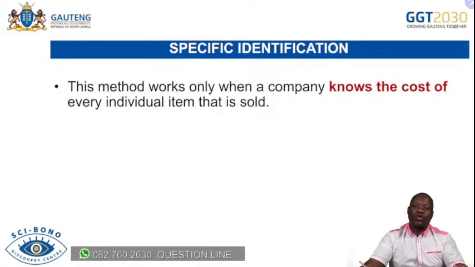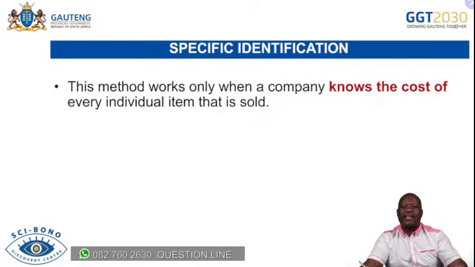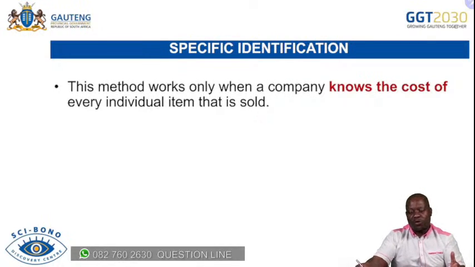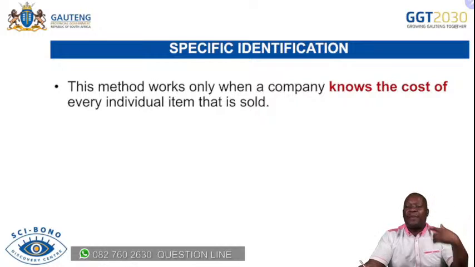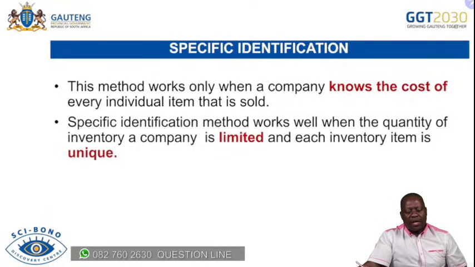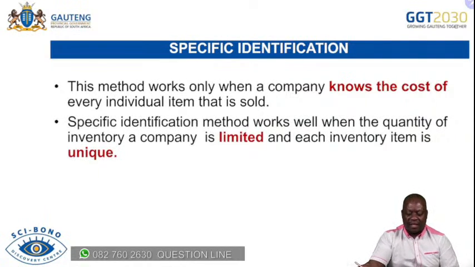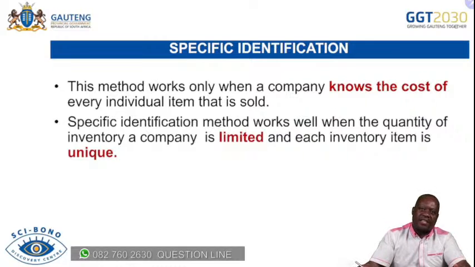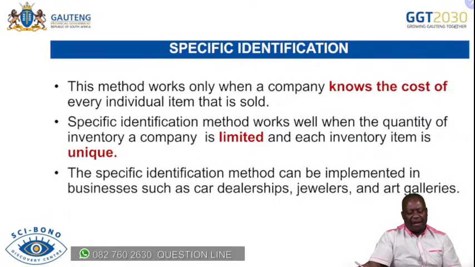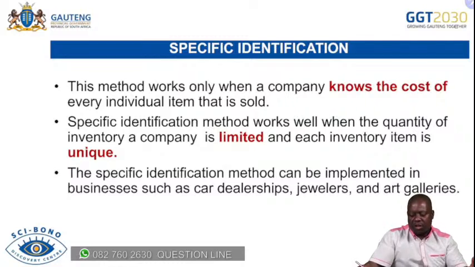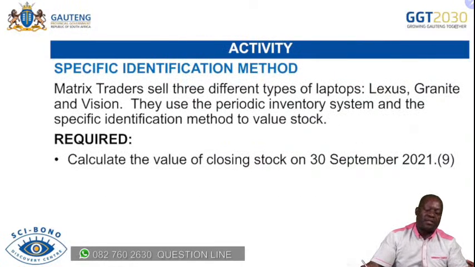If you go into a jewelry shop, those guys know exactly this piece is for so much. And they can even tell you from the back of their mind that they bought it from who at how much. The specific identification method works well when the quantity of inventory a company has is limited and each inventory item is unique. It can be implemented in businesses such as car dealerships, jewelry shops, and art galleries.